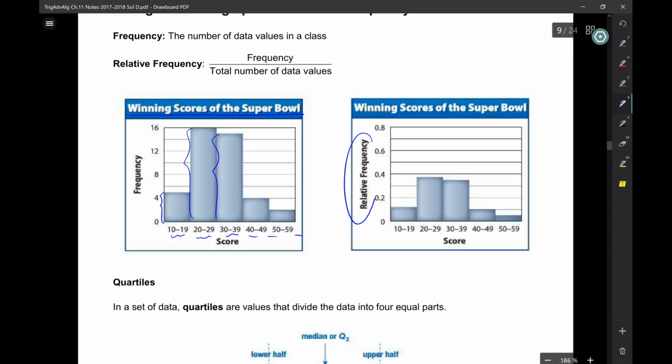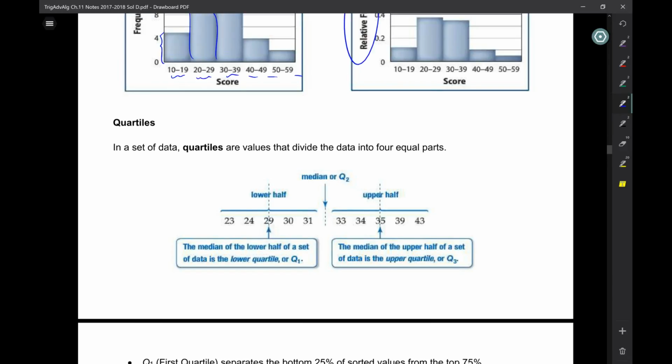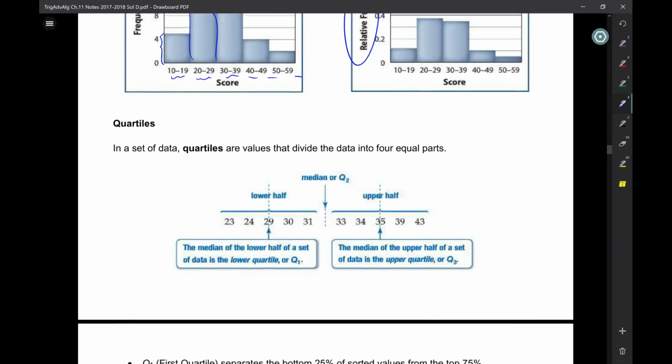Okay, before I take your question, and these are the relative frequencies. All right, quartiles. This you see a lot when it comes to your SAT and PSAT scores, right? Quartiles and percentiles.